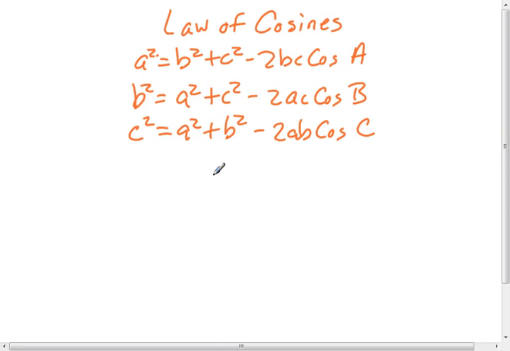Especially you'll see that the side that we're looking for on the left side of the equation has the opposite angle on the right side for cosine. So if you have a squared that you're solving for on the left, you'll notice that cosine A, the opposite angle, is used on the right. So let's go ahead and try a couple problems.